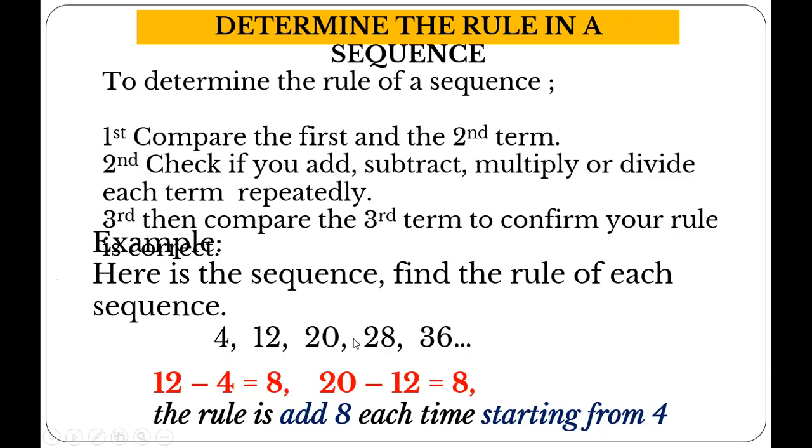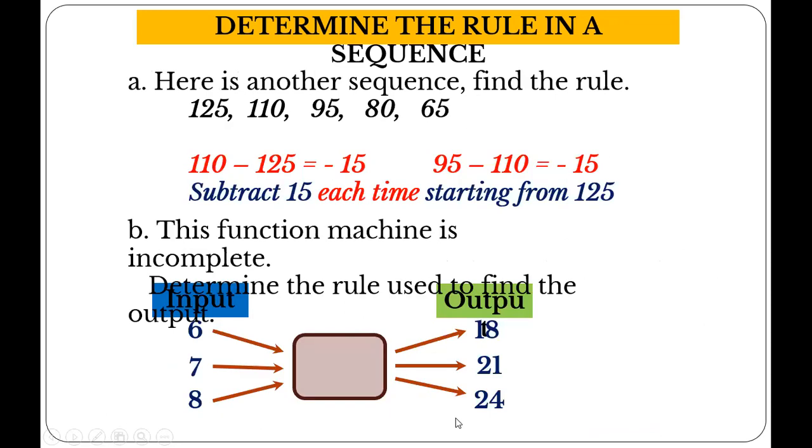4, 12, 20, 28, 36. So what did I tell you? You are going to subtract the first term from the second term. So 12 minus 4 is 8. Then you have to check, is it addition, subtraction, or multiplication? If you can see here, 4, 12, 20, 28, 36, it's increasing. Therefore, the rule is add 8 each time. Okay? Now, next one.